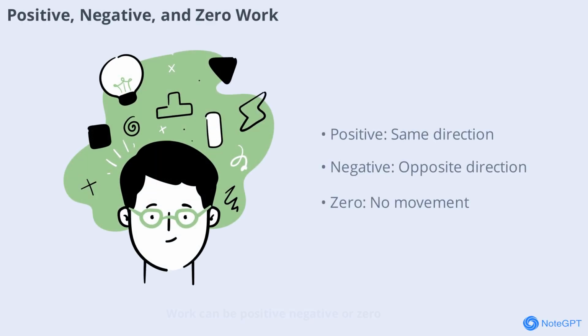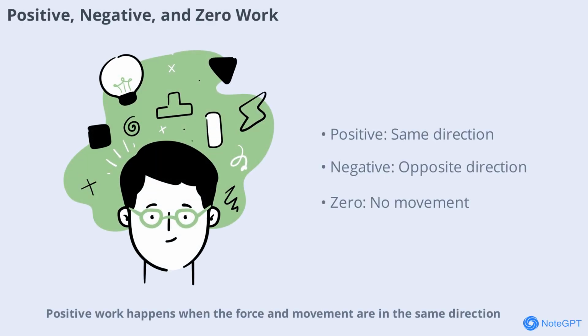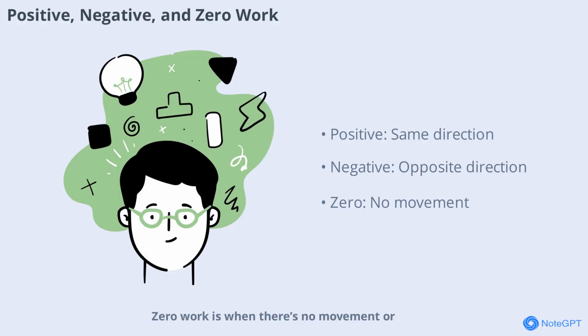Work can be positive, negative, or zero. Positive work happens when the force and movement are in the same direction, like pushing a box forward. Negative work occurs when the force is opposite to the movement, such as friction slowing down a sliding object. Zero work is when there's no movement or the force is perpendicular to the direction of movement. These distinctions help you analyze different physical situations.